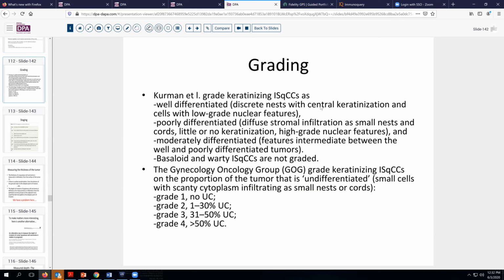Okay, so that's great. We can do those. But then there's the middle ground, the moderately differentiated ones. And of note here is the important one that the basaloid or the warty, the large cell keratinizing versions, are usually not graded. The gynecologic oncology group has a slightly different grading system, 4-grade, which is based primarily on the amount that is undifferentiated. Small cells, scanty cytoplasm. Those are the undifferentiated cells. I don't use this, so don't ask me to get more specific than that.